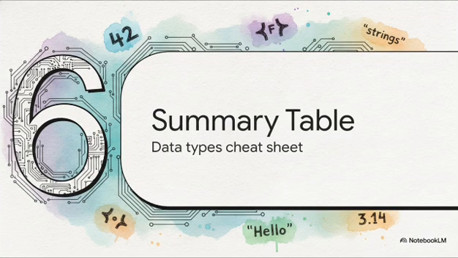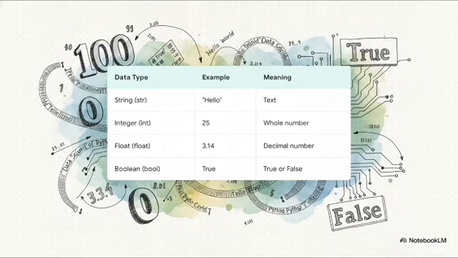Section 6, Data Types Summary Table. All right, let's bring it all together. Here is our summary table. We've got strings for text enclosed in quotes, integers for whole numbers, floats for precise decimal numbers, and Booleans for your true or false logic. I highly recommend taking a quick screenshot of this right now. Keeping this exact structure in mind is going to make writing complex code so much easier.